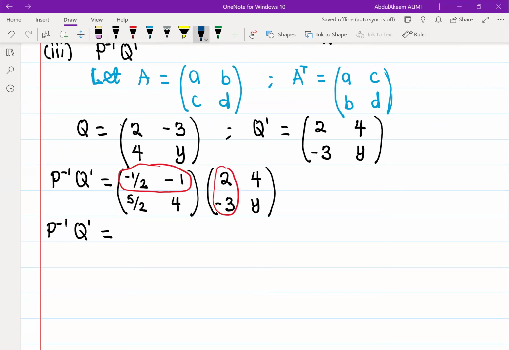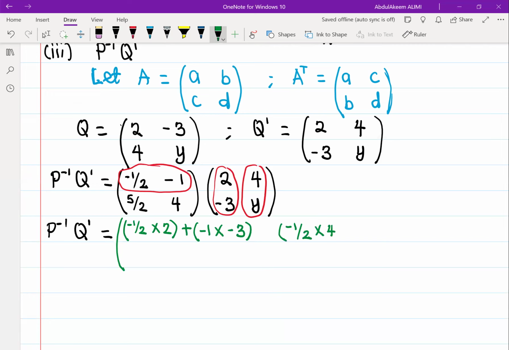Let me use this marker here. I will have this to now be minus 1 over 2 times 2, plus minus 1 times minus 3. That's for the first one to get the first row. So I'll use this same one to multiply this again. So what do we have here now? This will now become minus 1 over 2 times 4 plus minus 1 times y.